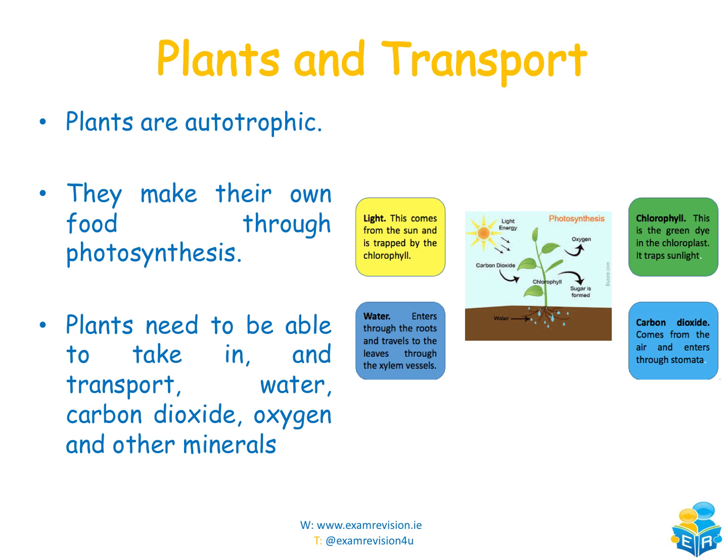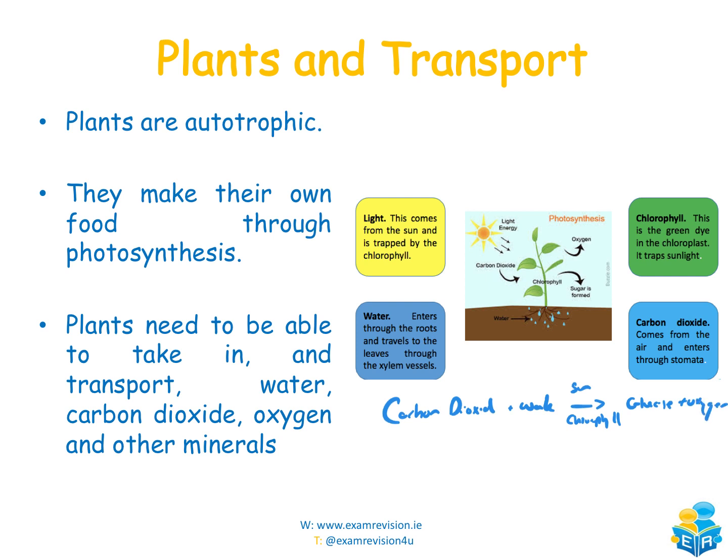So we've mentioned already about how plants are autotrophic. They make their own food through photosynthesis, but they need to be able to take in and transport water, carbon dioxide, oxygen, and other minerals. These are all requirements for plants to be able to make their own food. So if we look at the equation for photosynthesis, it's carbon dioxide and water. Sunlight is trapped by chlorophyll, and we get glucose and oxygen.